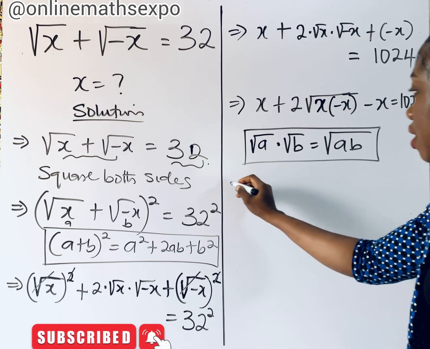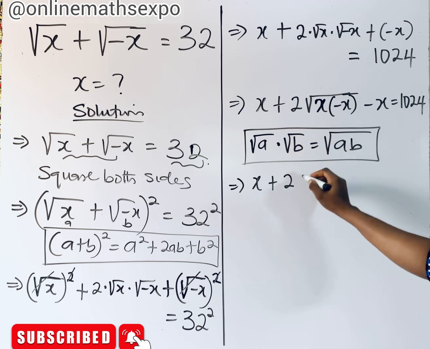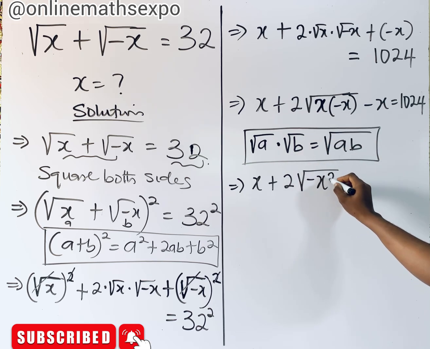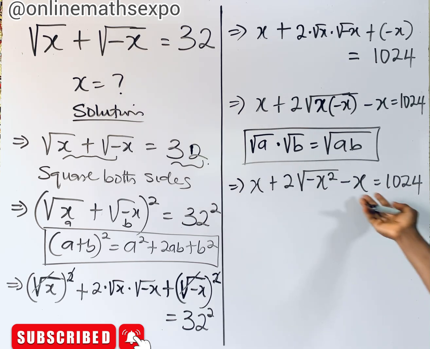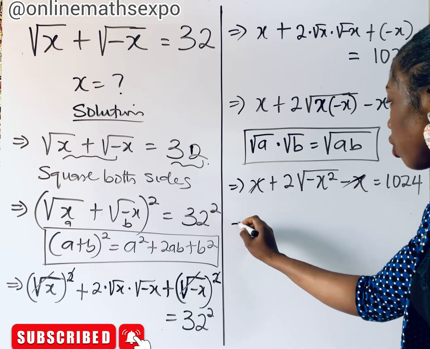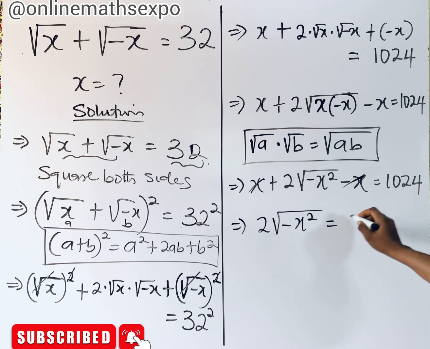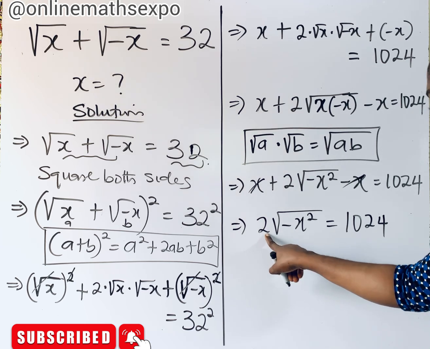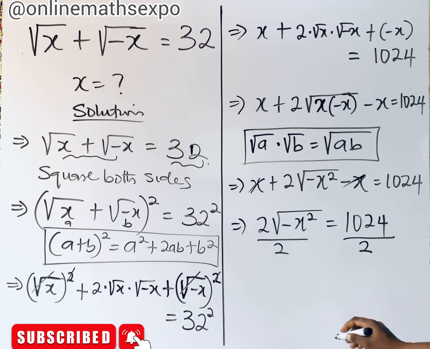So simplifying it again, we have x plus 2 root of negative x squared. I hope you're with me. Minus x is equal to 1024. So from here, x minus x is gone. So we're going to have 2 root of negative x squared is equal to 1024. To remove this 2, you're going to divide both sides because it's multiplying. So you divide by 2.